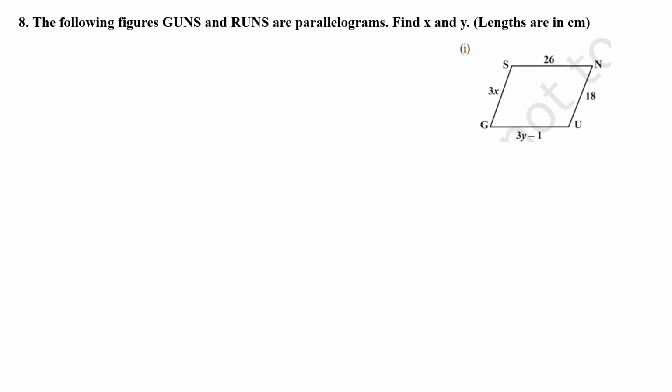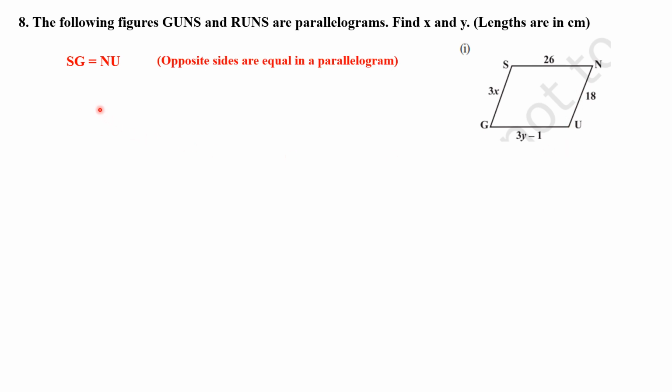Now moving to the next question. In this figure, GUNS and RUNS are parallelograms. Actually, this question has two parts. This is the first part where GUNS is a parallelogram. You have to find the measure of x and y. So you know that in a parallelogram opposite sides are equal, right? So from here I can say that SG will become equal to NU. Reason is opposite sides are equal, right?